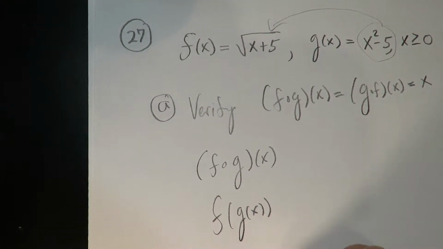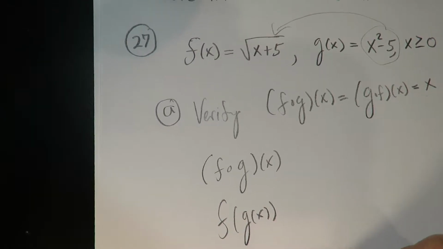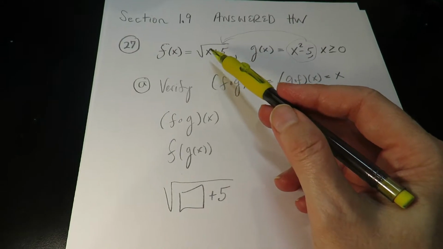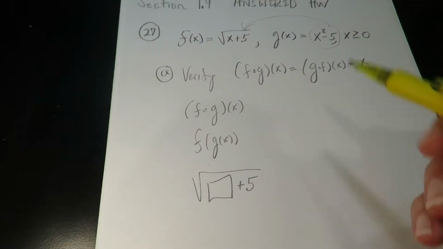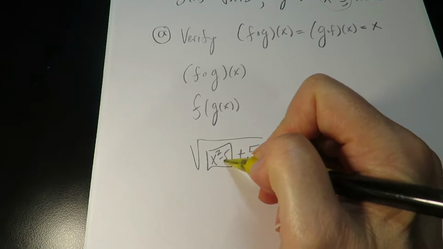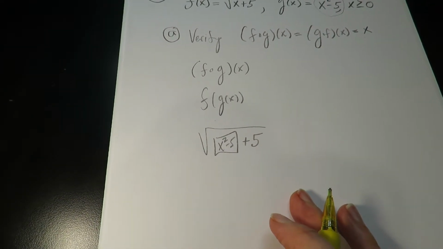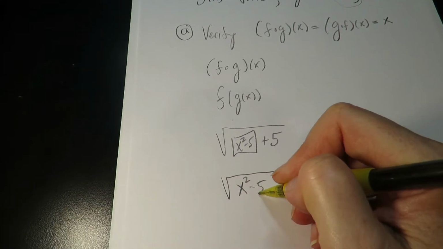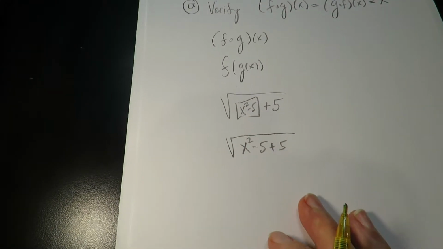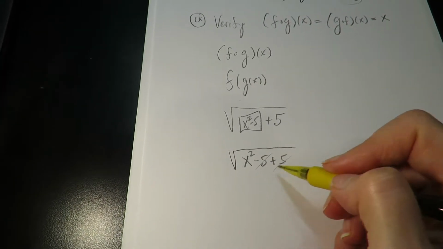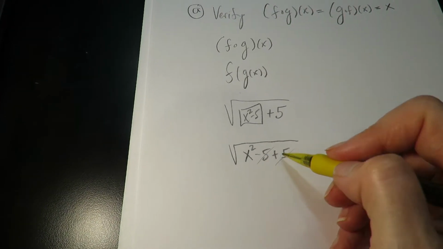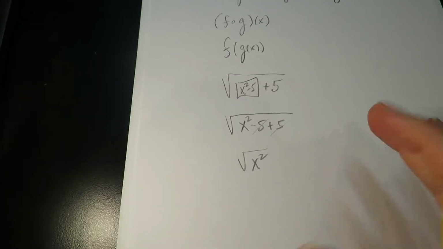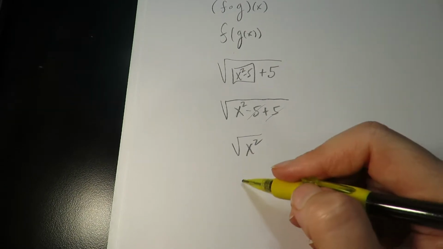So the shell function looks like this. And remember, we're going to put g in where x was. All right, so there's me putting g into f. Now let me just take it out of the box form in case somebody doesn't like that. So you're going to do the minus, you're going to combine like terms. So the minus 5 and the plus 5 cancel. Now you're going to take the square root of x squared and you're going to get an x.